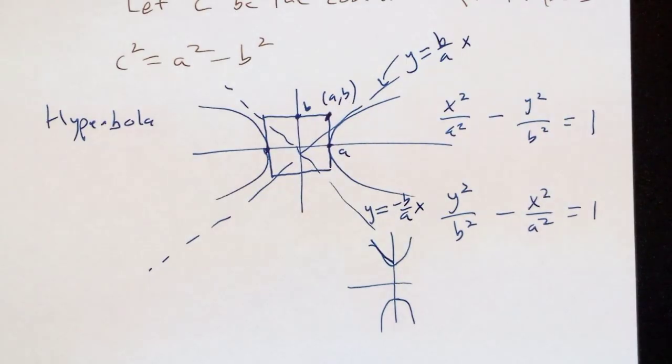So if B is larger than A, these are going to be steep lines, and we'll have a really wide hyperbola. And if A is bigger than B, we'll have a narrower, skinnier hyperbola. Reverse those letters for this case.